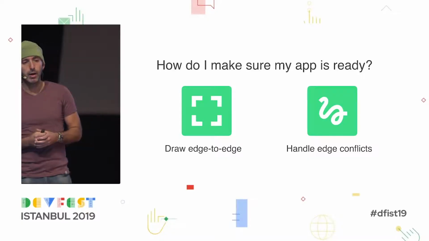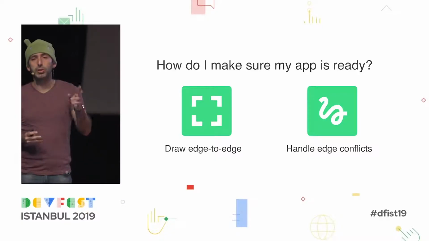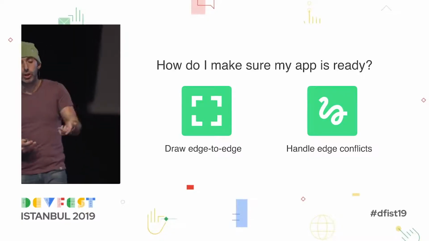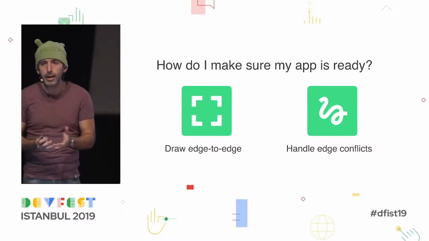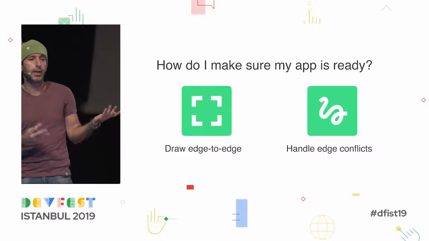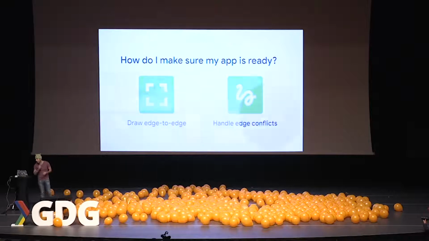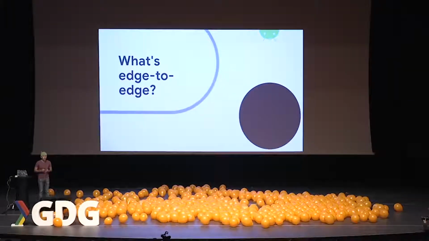So let's see how you can make your app ready for gestural navigation. To start with, we will dive into two things. We will first make your app draw edge to edge, and then we'll check out if there are any conflicts. And if there are any conflicts, we'll see how we can solve them. First, what's edge to edge?